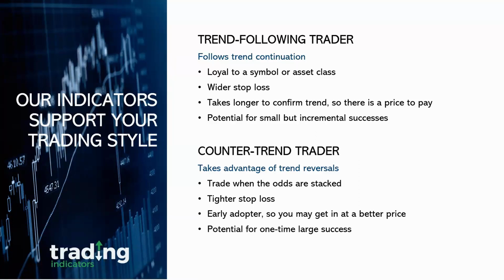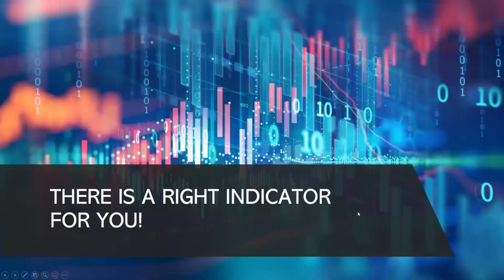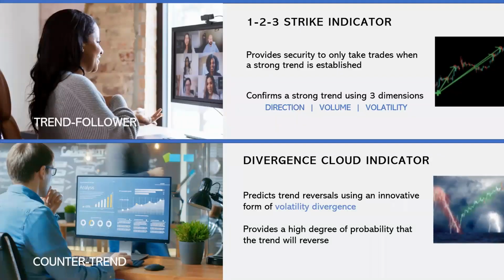We will show you which indicators will support a trend following trading style, which indicators may support counter trend trading. And we'll focus on 2 different indicators. The first one is called the 1, 2, 3 strike indicator. It's a trend following indicator. It confirms a strong trend by looking at 3 different factors. Direction, so it needs to be an upwards or downwards move, increased volume, and increased volatility. When all 3 dimensions come together, a signal is issued.